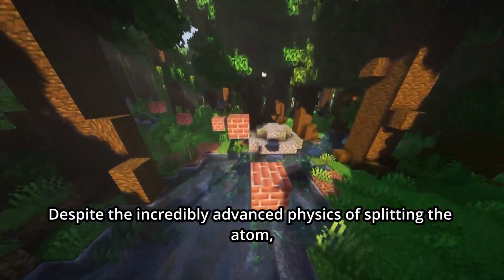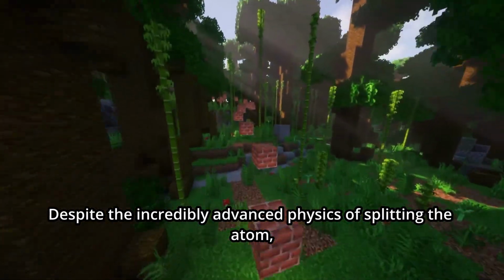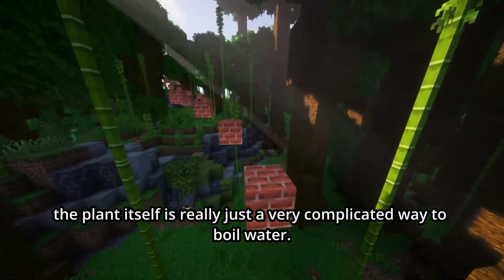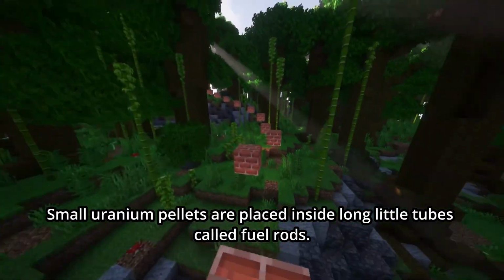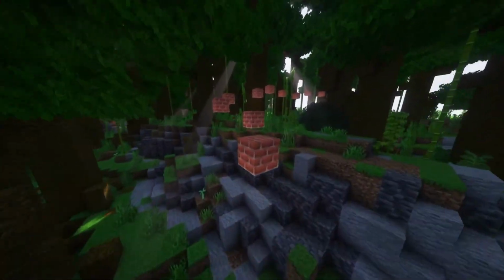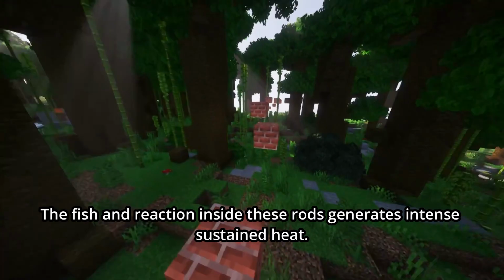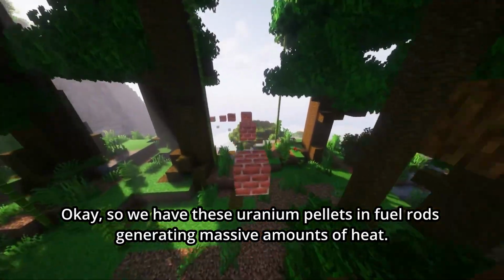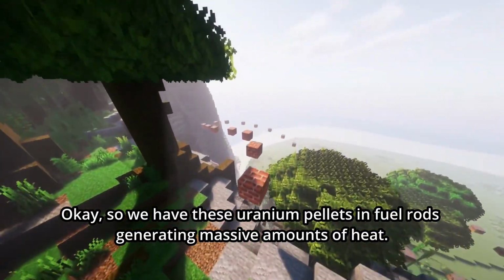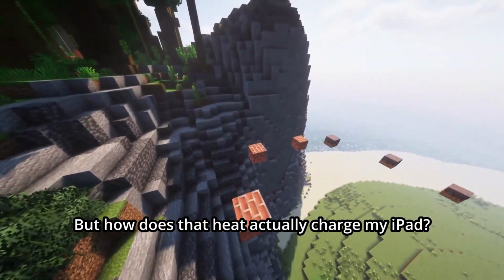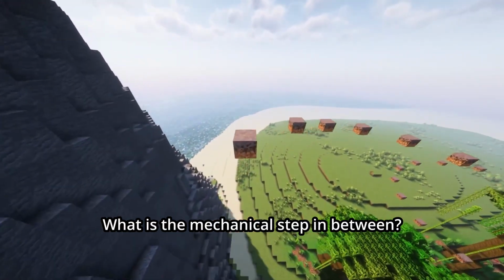Despite the incredibly advanced physics of splitting the atom, the plant itself is really just a very complicated way to boil water. That's entirely accurate. Small uranium pellets are placed inside long metal tubes called fuel rods. The fission reaction inside these rods generates intense, sustained heat. Okay, so we have these uranium pellets in fuel rods generating massive amounts of heat. But how does that heat actually charge my iPad? What is the mechanical step in between?